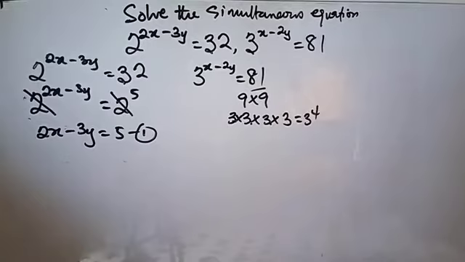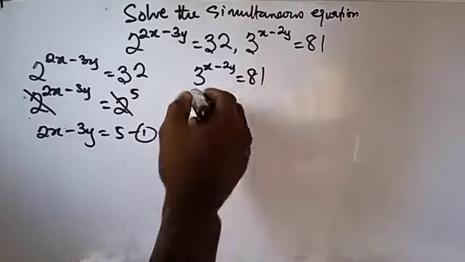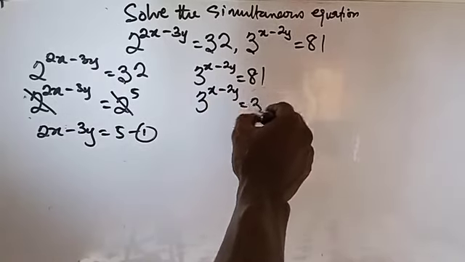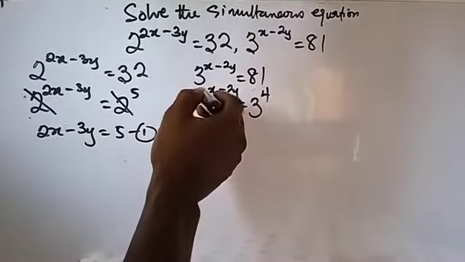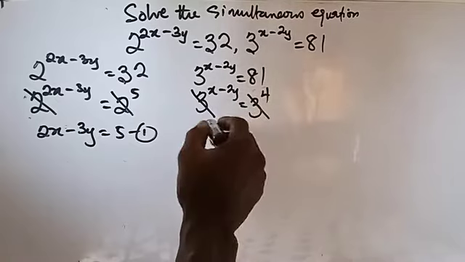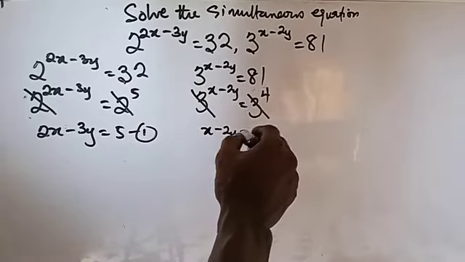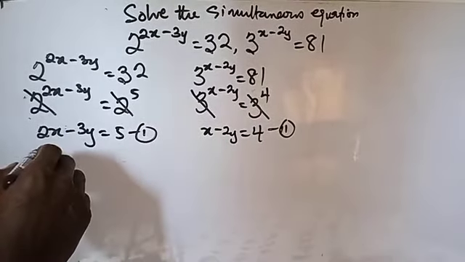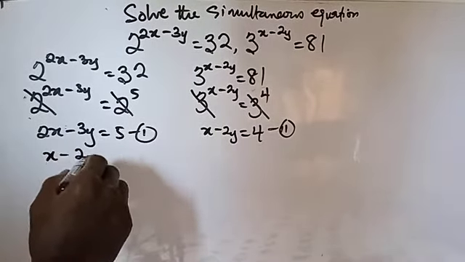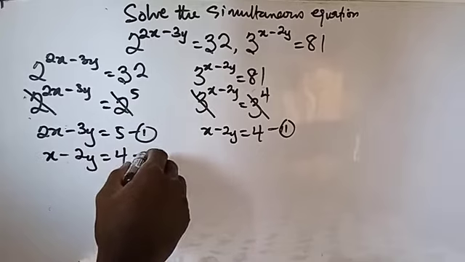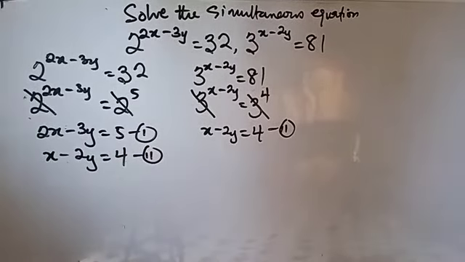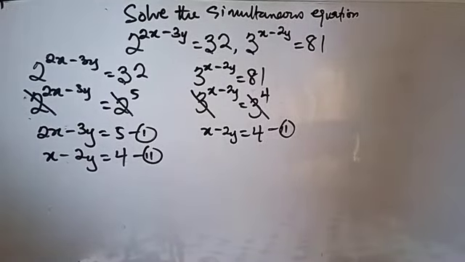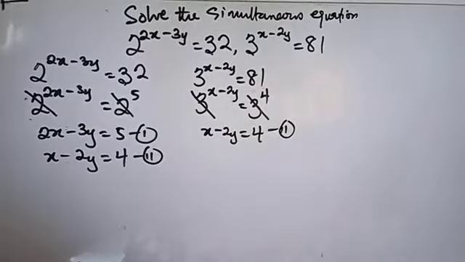All right, in that vein, we can say this is 3 raised to the power x minus 2y equals 3 raised to the power 4. So you can now cancel out the base. So here we have x minus 2y equals 4. This is equation 2. You can now say we now have a simultaneous equation. All right, now the next thing to do is to simplify this to give us our y and x.